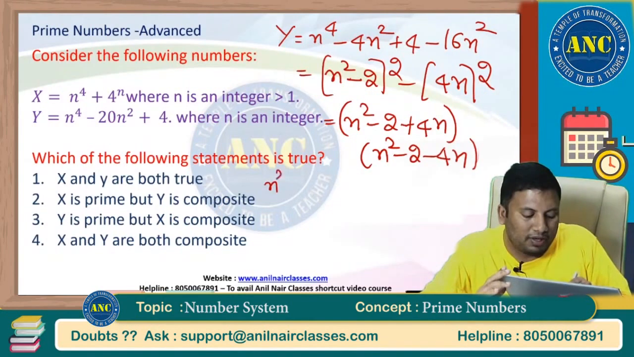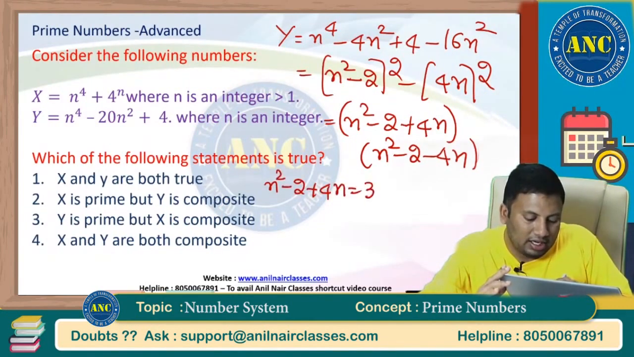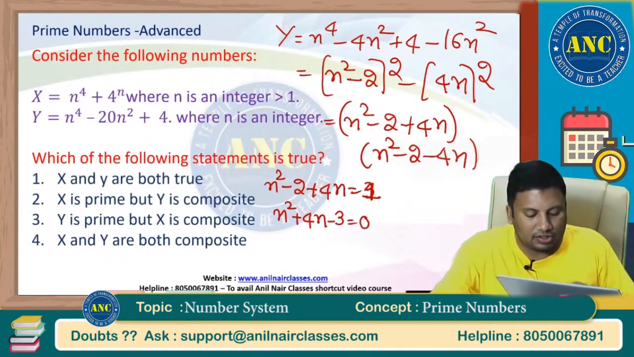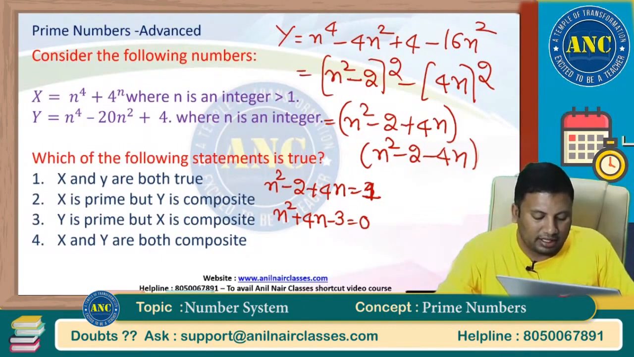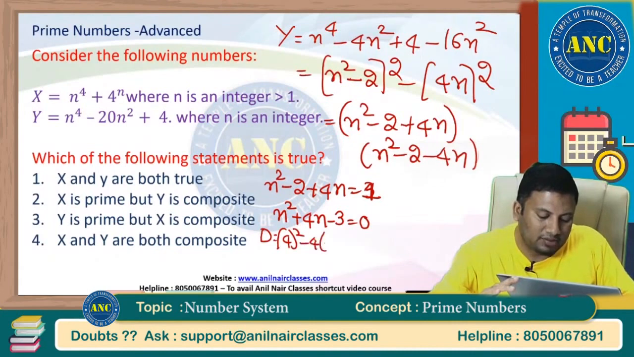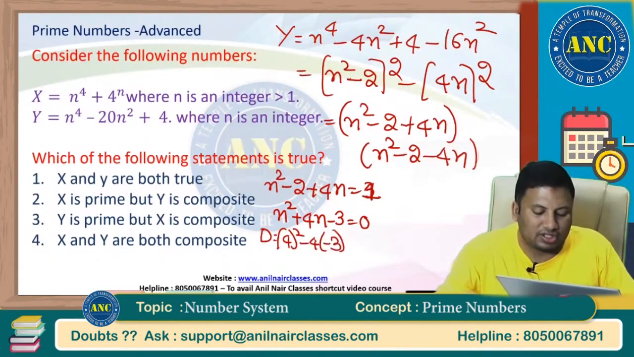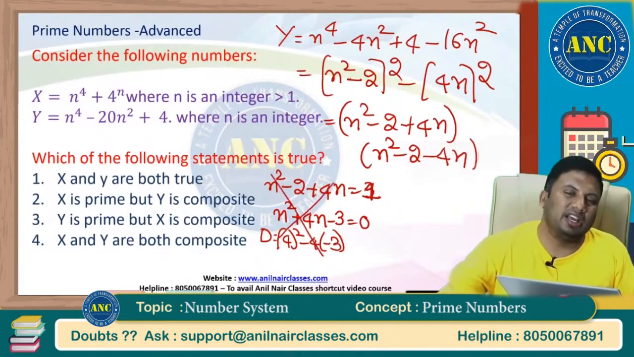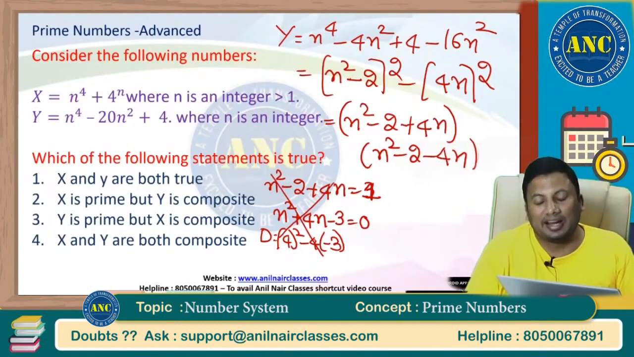One of them should be 1 for the number to be a prime number. So n square plus 4n minus 3 equivalent to 0. The discriminant D is b square minus 4ac, minus 4 into 1 into minus 3, 16 plus 12, 28. D is not a perfect square, it is an irrational number.